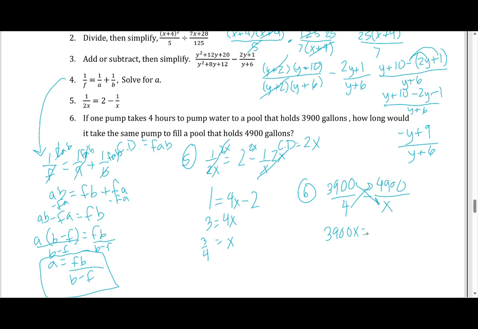So I have 3,900x equals 4 times 4,900, which was 19,600. Divide both sides by 3,900. And this is not going to be a pretty number. You can plug it in the calculator if you want. But it's going to equal about 5.026 hours. A little over 5 hours for that next pump.